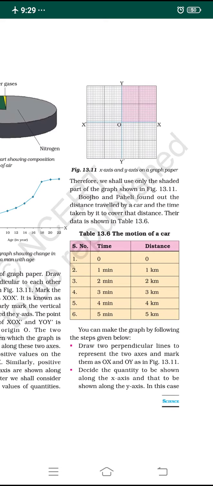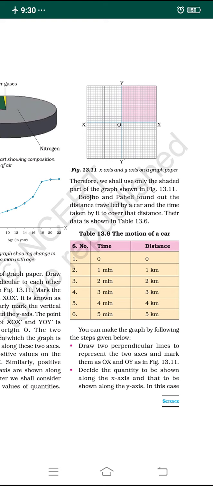So you can make the graph by following the steps given below. Draw two perpendicular lines to represent the two axes, and mark them as OX and OY as in figure 13.11. Decide the quantity to be shown along the x-axis and the one to be shown along the y-axis. You have to decide which quantity goes along which axis.